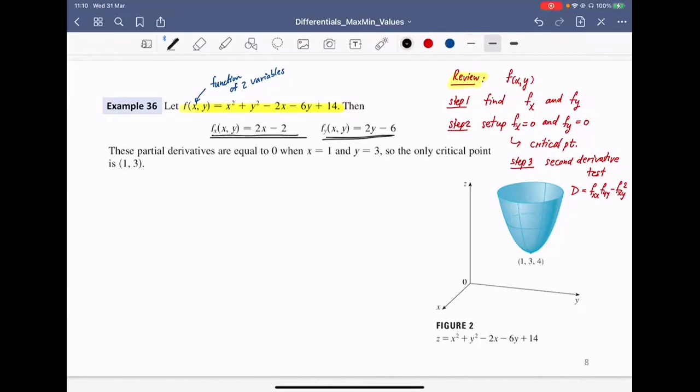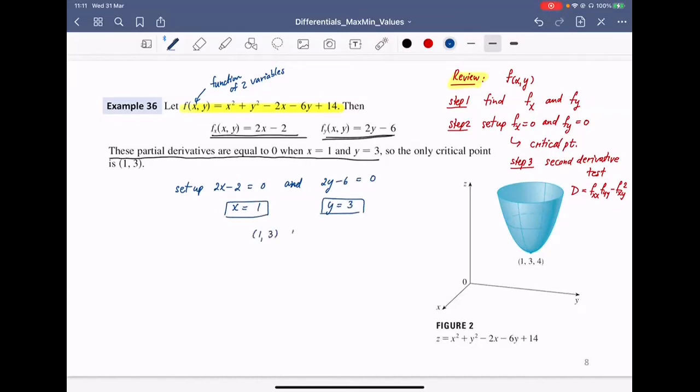All right, next, once you have f subscript x and f subscript y, in the book they say that these partial derivatives are equal to 0 when x equals 1 and y equals 3. Here, what we did is just set up 2x minus 2 equal to 0 and 2y minus 6 equal to 0. Once you get that, you can solve for x and y. So x is equal to 1 and y equals 3, which means the point (1, 3). This is a critical point. This is your candidate for max and min.